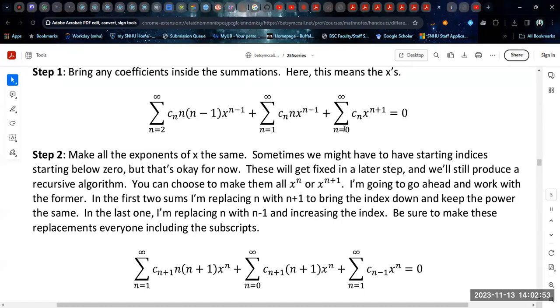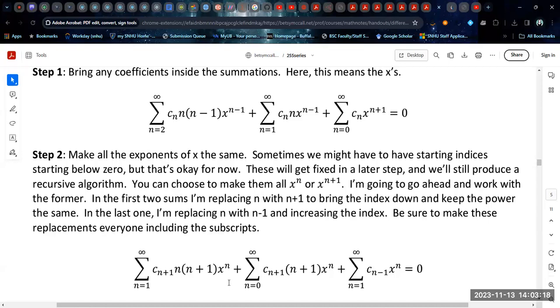We did this process in the reverse direction earlier, but now we're doing it in the opposite order. Instead of lowering this index starting value, we're raising it. This one we're bringing down because we want x to the n. So we're going to start this one at 0, and so this n will become n plus 1. That's what we talked about earlier.